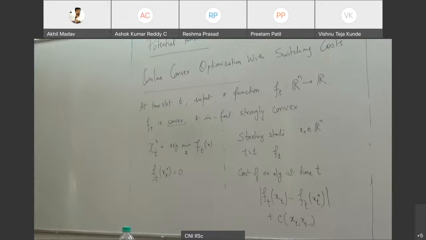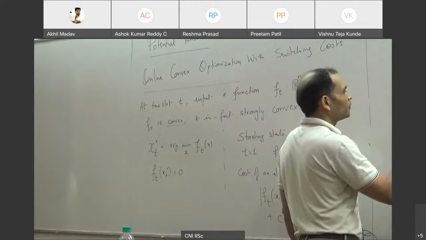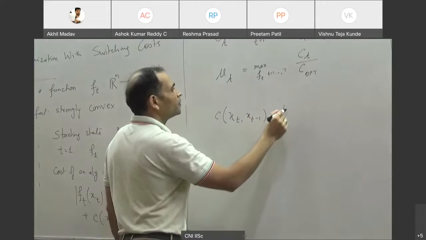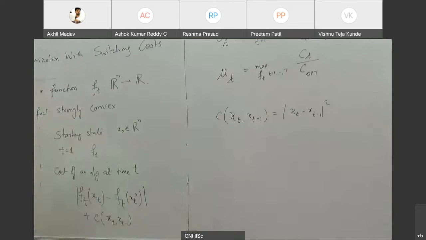Yes, both directions. Just the movement cost. So the particular form I'm going to take is very simple, just for keeping this elegant, is simply the quadratic form of x_t minus x_{t-1}. There's nothing sacrosanct about it. You can choose any convex function and you can still do the analysis. The results might not be as nice, but the analysis is good as long as it is convex.